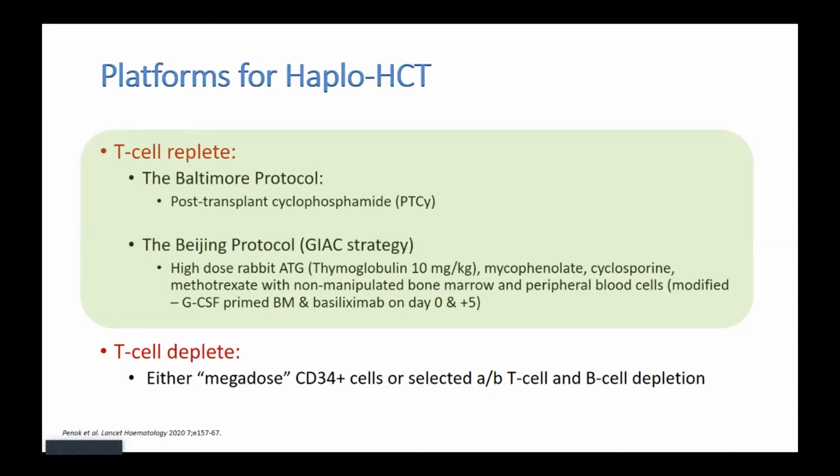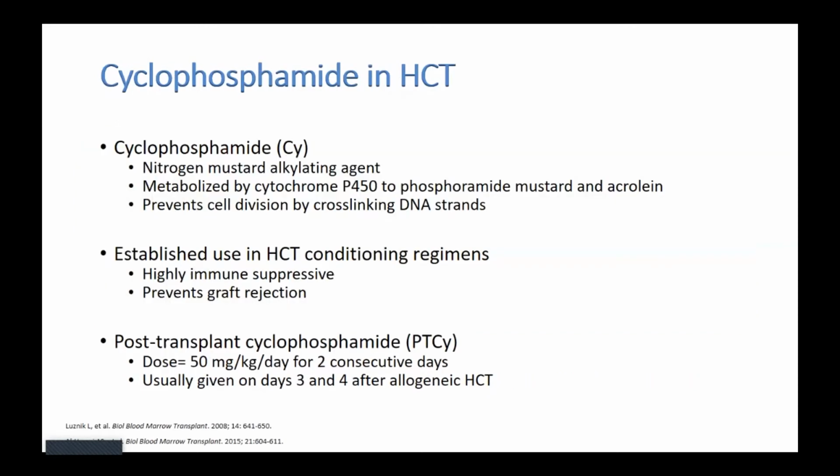In the Western countries, including the United States, the most commonly used technique is post-transplant cyclophosphamide. As we all know, cyclophosphamide is an alkylating agent, and it is commonly given at a dose of 50 milligrams per kilogram per day for 2 consecutive days, which is day 3 and day 4 after the transplant.